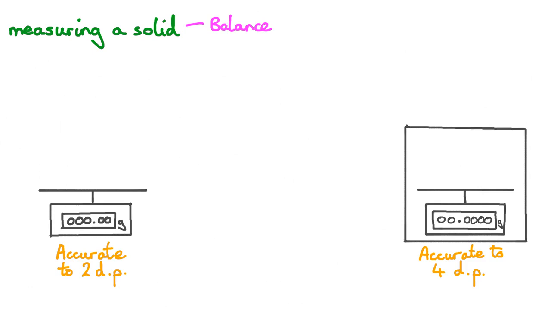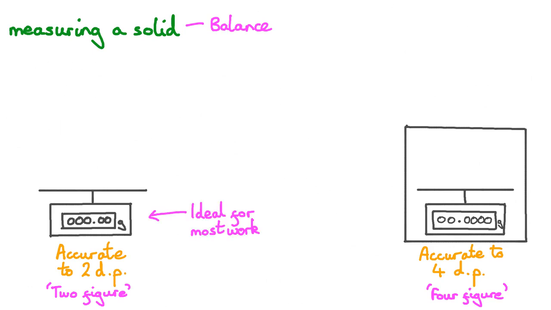The most common balances that you might come across are balances which are accurate to 2 decimal places, and sometimes balances which are accurate to 4 decimal places. You may hear these referred to as a 2-figure and a 4-figure balance. The 2-figure balance is the one which is ideal for the majority of the work you'll do.